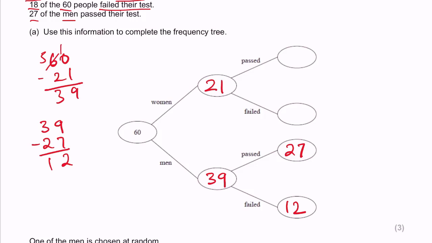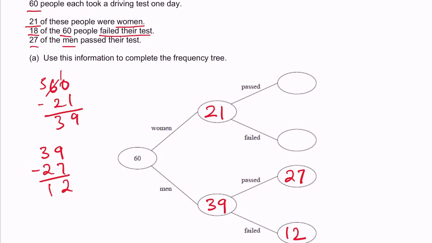Let's go ahead and find out how many women passed and failed now. Now, 18 of the 60 people failed their test. So out of 18 people, 12 failed were men. So that's 6. So that means 6 are women out of the 18. And then women passed is 21 take away 6, which is 15. And that's your frequency tree complete.